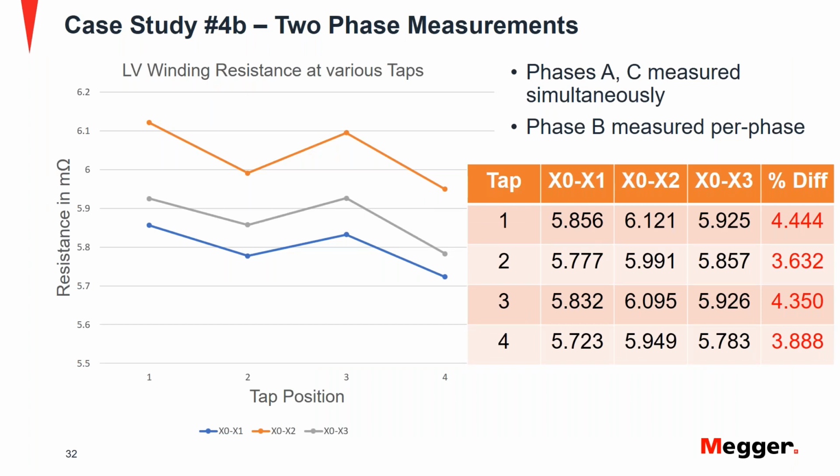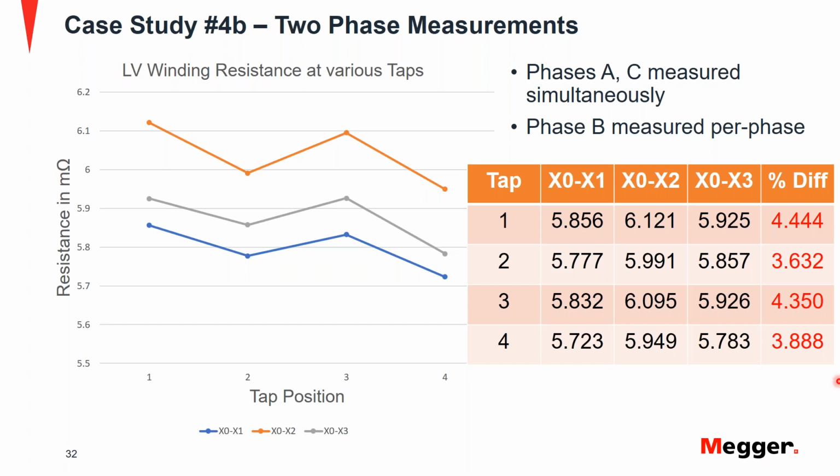So we measured the winding resistance of the low voltage side. And what we did was we used the A and the C phases to make those simultaneous two-phase measurements. And for the B phase, we measured on a per phase basis. And we took those measurements across 4 taps. As you can see on the left-hand side of your screen, this is the graph of the resistances that we plotted. And based on that, you can see that there is a difference between the orange trace that's up top and the gray and the blue traces, which are fairly close to each other. But both the gray and the blue traces are slightly separated from the orange trace. And if you look at the table on the right, the percentage differences are again out of specification. They are beyond the 2% value that industry standards recommend. So this is a case where measuring using the two-phase technique gave you readings that were out of specification.